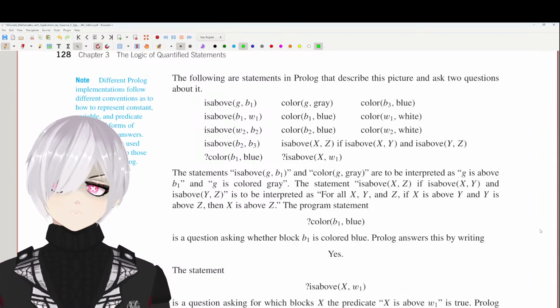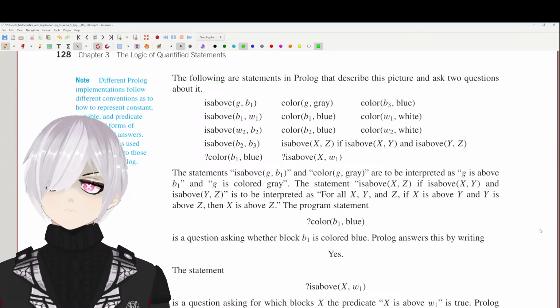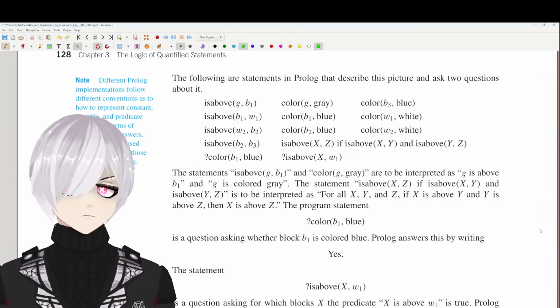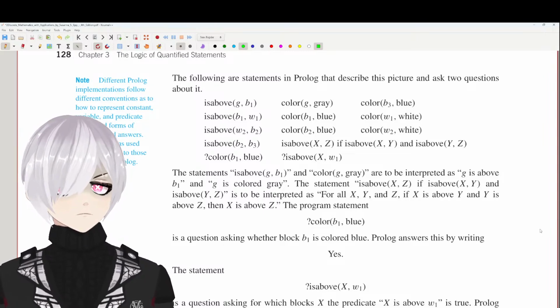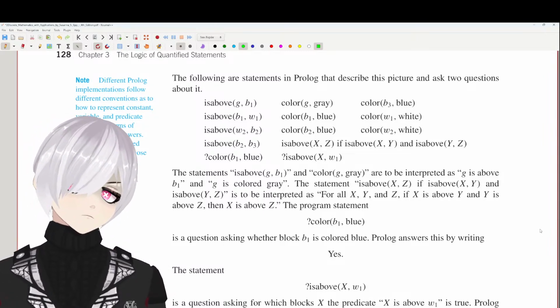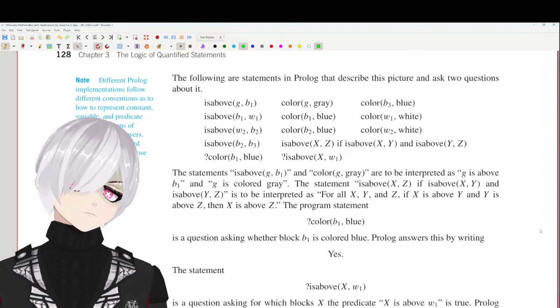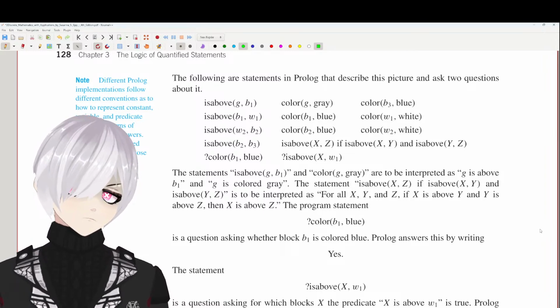And then we have an is above predicate: is above X Z, so X is above Z, if is above X Y and is above Y Z. So X is above Z if X is above Y and Y is above Z. And then we have question mark is above X W1. So maybe I guess they'll explain the question mark part.